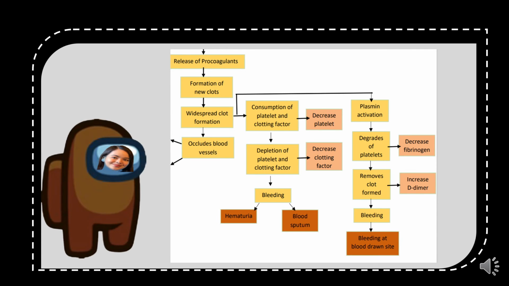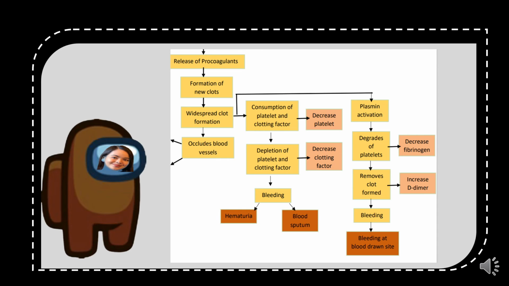With the widespread clot formation, on the other hand, this is where bleeding takes place. How does this happen? If the injured site is already sealed off with clots, why is there still bleeding? Just like what I have said, DIC is also known as consumption coagulopathy, wherein the platelets and the clotting factors are consumed. So there will not be enough platelets and clotting factors to be used. There will be depletion in the values that can be seen in the laboratory results.